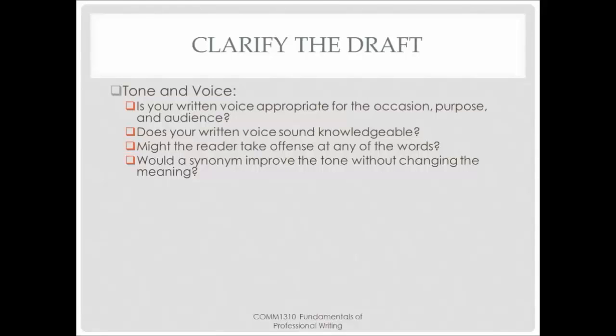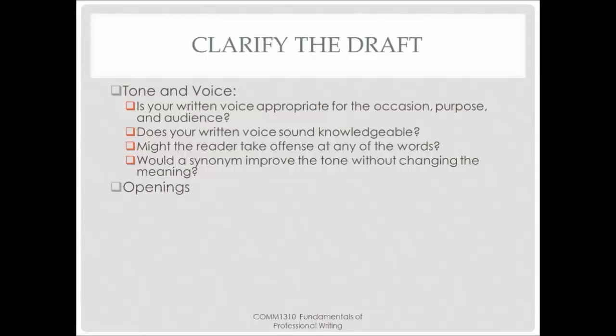Might the reader take offense at any of the words? Would a synonym improve the tone without changing the meaning? Not all words are neutral in meaning. In addition to the dictionary meanings of words, don't forget about the underlying meanings that can accidentally cause offense.